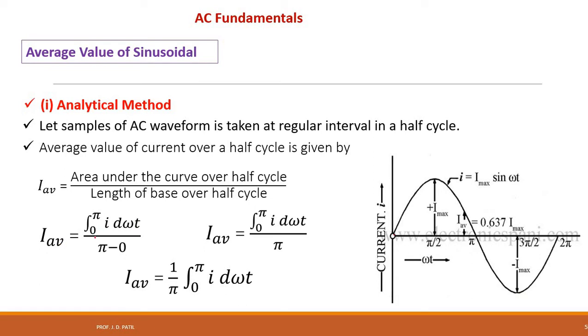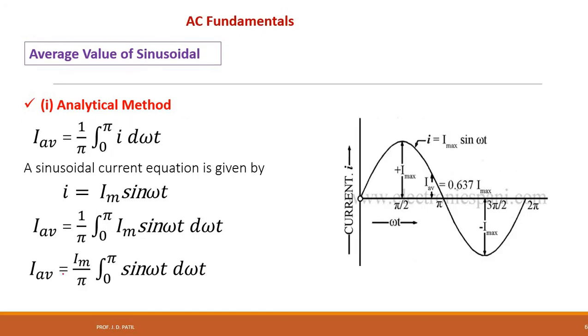So I average is equal to the integration from 0 to pi of I d omega t divided by pi minus 0. The 1 by pi is taken outside the integration as it is constant, and then the integration from 0 to pi of I d omega t. When we get this integration, it will be the I value integrated.